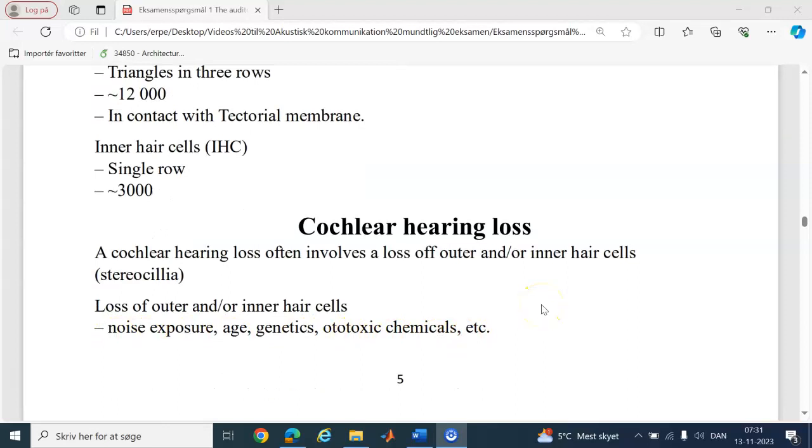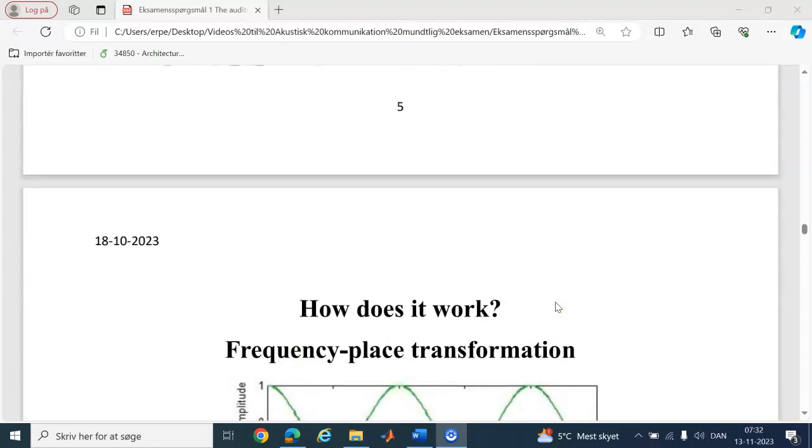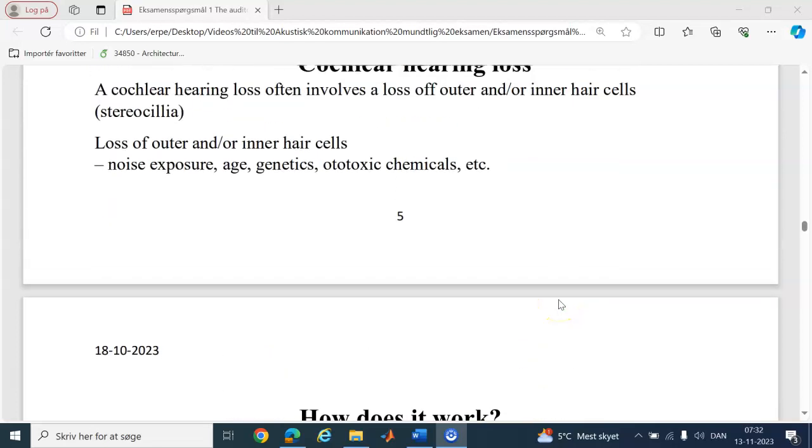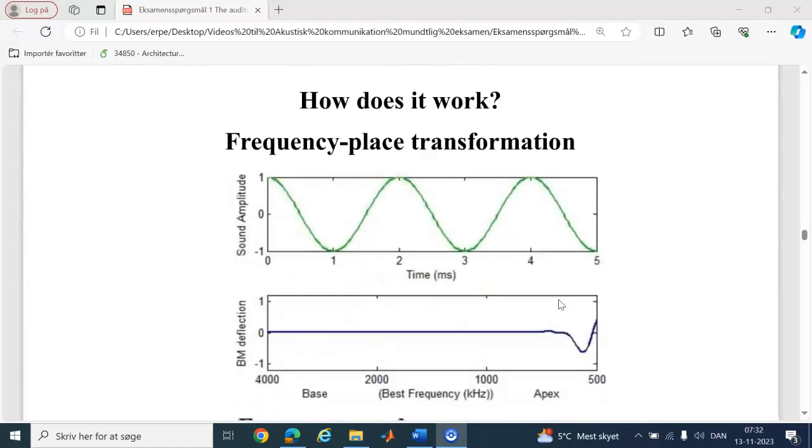I can say a little bit about hearing loss. Cochlear hearing loss, an inner ear hearing loss, often involves a loss of outer or inner hair cells and stereocilia. This loss of outer or inner hair cells is because of noise exposure, age, genetics, and maybe some ototoxic chemicals.